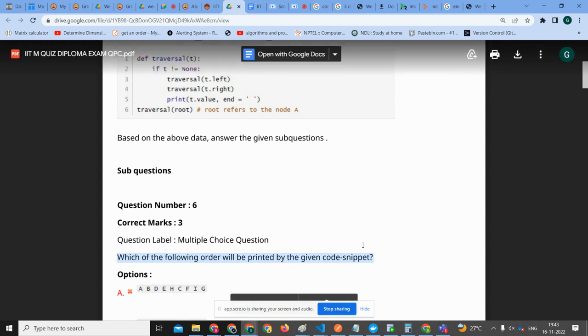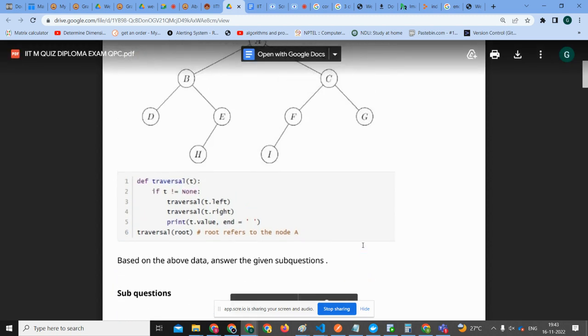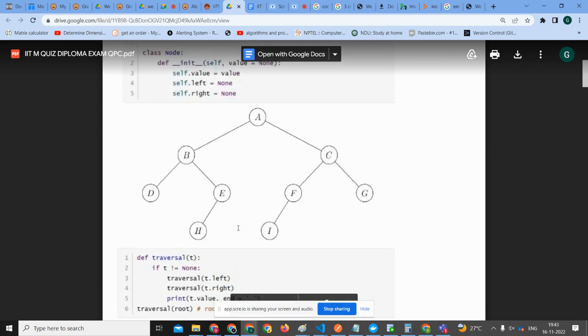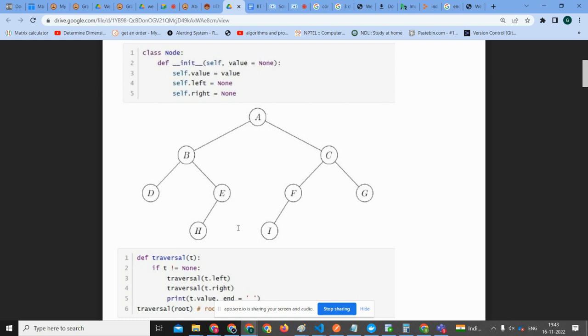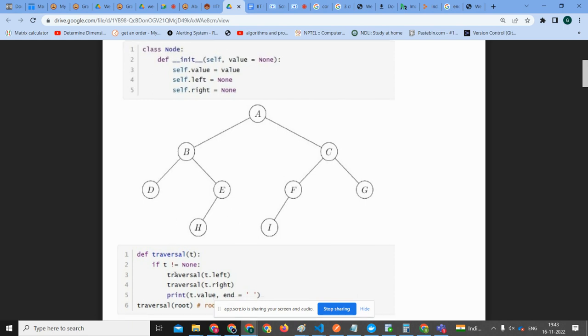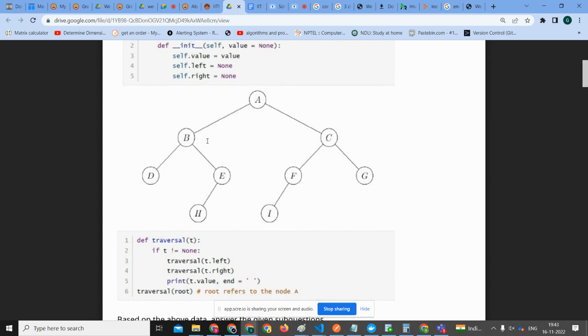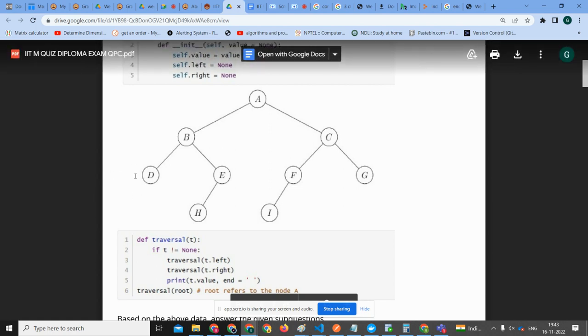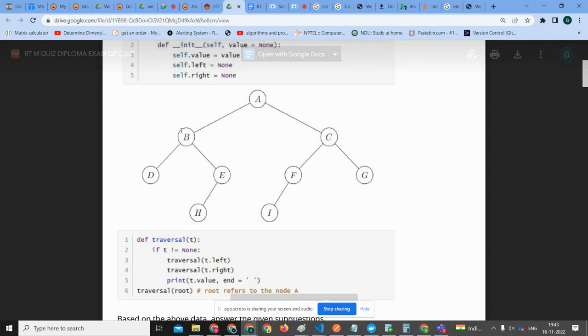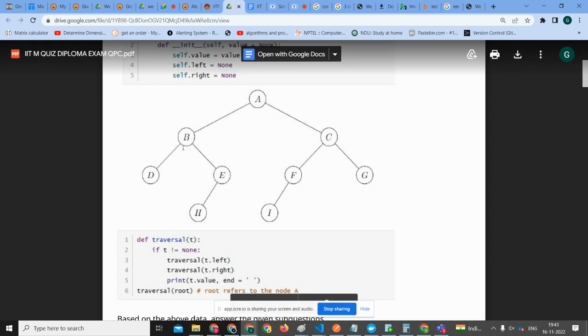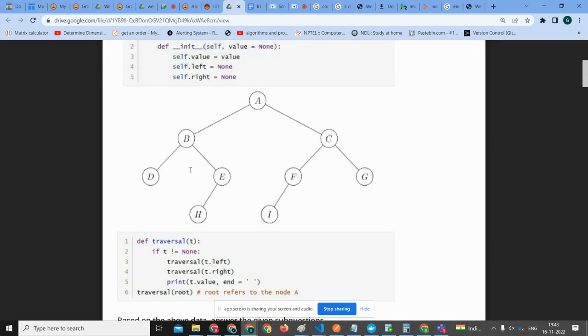Which of the following order will be printed by the given code snippet? I think it was slightly different today, guys. Numbers, I think, right? No, I don't think so. Oh, it's the same thing? Okay. So they are asking what is the path, how is it going to go? We saw it, right? First the leftmost one, then the rightmost one. I mean, first you go to the left edge, then the right edge, then you go to the parent. When both are completed, then you print the parent. Do you guys remember that?